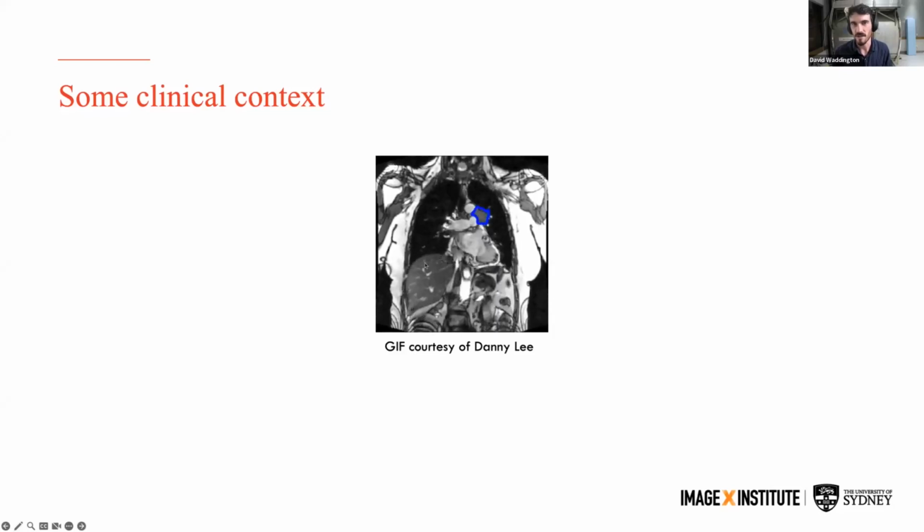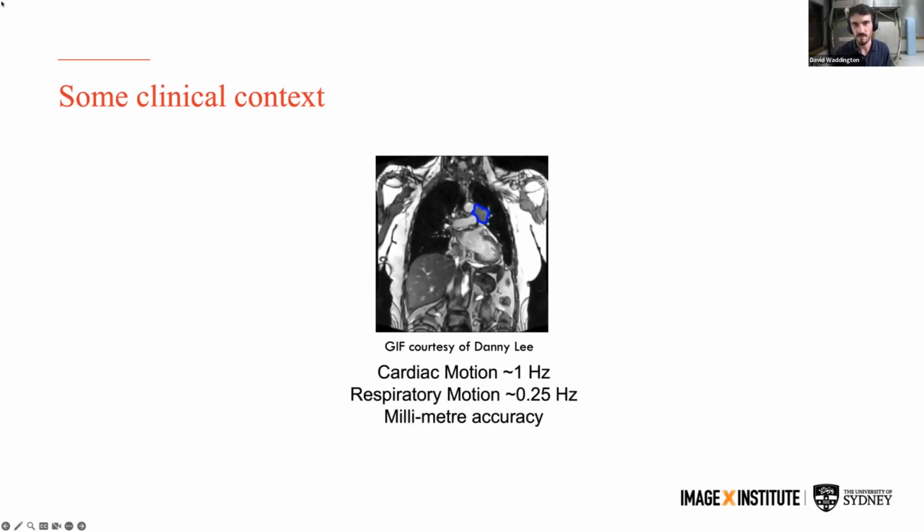You can see there are two main things: movement of the diaphragm and movement of the heart. We're talking about cardiac motion on the order of 1 hertz, and respiratory motion on the order of a quarter of a hertz, or a breath every 4 seconds. We want to track that with millimeter level accuracy. So it's quite a challenging technical issue, and it's on the edge of what MRI is capable of.